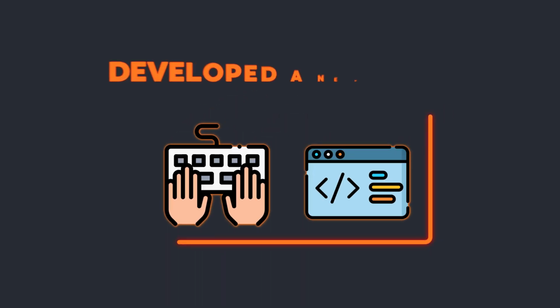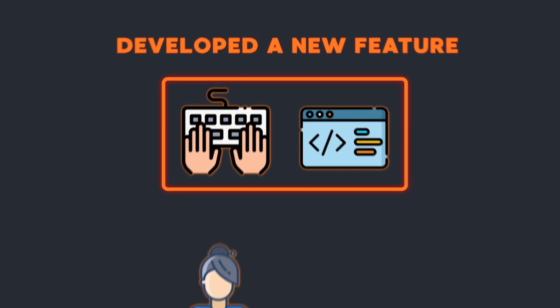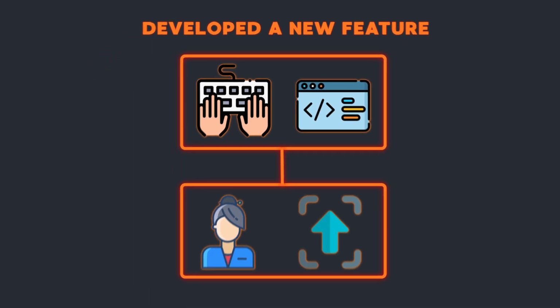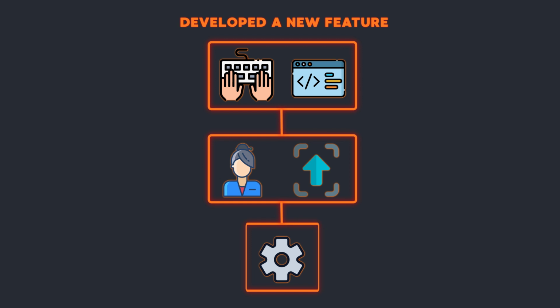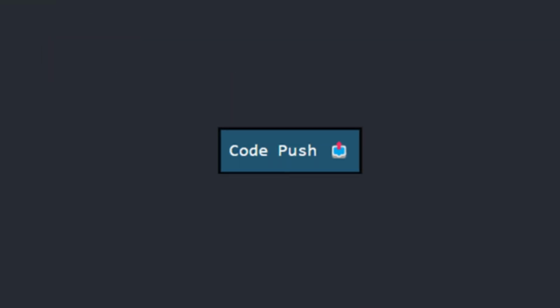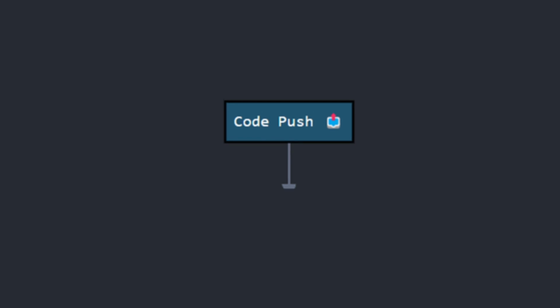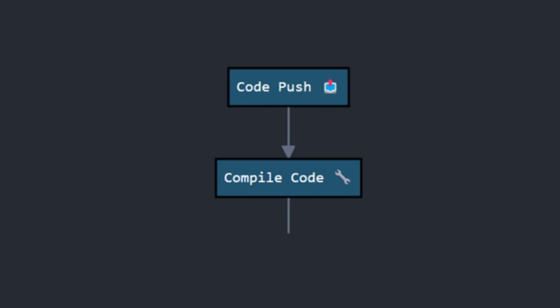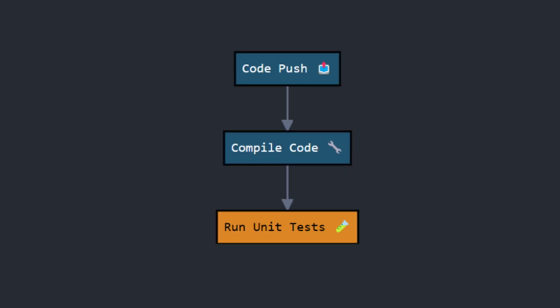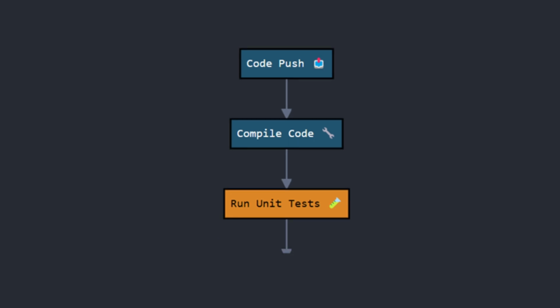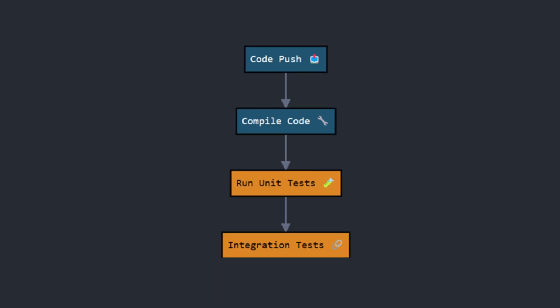Let's say you're working on a new feature for a web app. You have just finished coding a user profile picture upload function. In a CI/CD setup, as soon as you push your code to the shared repository, the CI process kicks in. It automatically compiles your code, runs unit tests to check if your new function works as expected, and performs integration tests to ensure it plays nicely with the rest of the application.